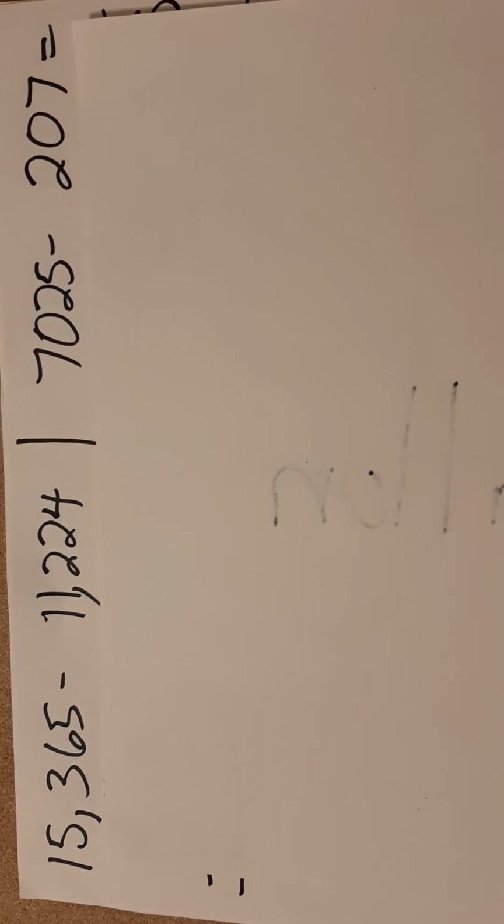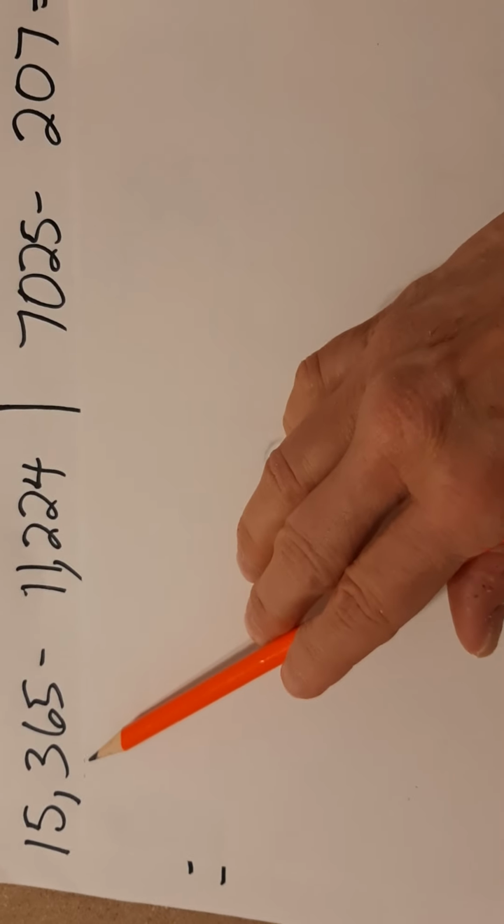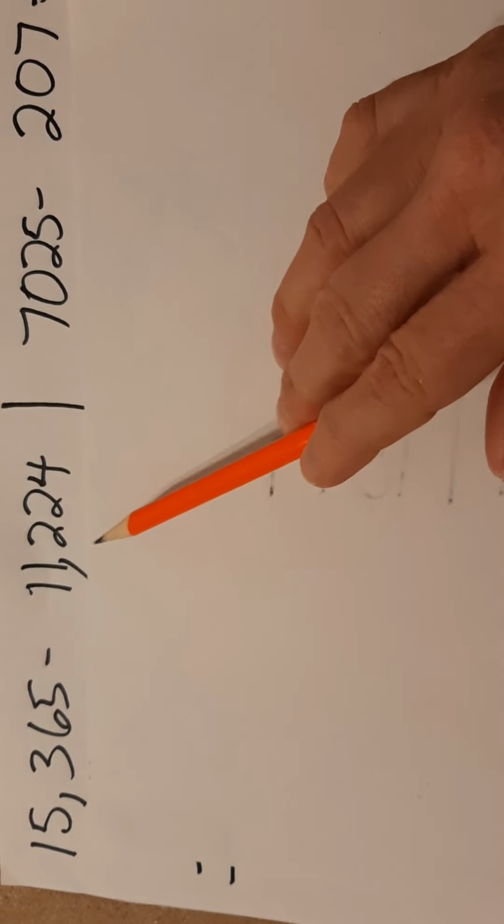We're going to talk some more about measurement, but I want to show you something about the IXL you're going to do today. For IXL, you're going to be doing subtraction word problems. They give you a problem where you'll have to do something like this, 15,365 minus 11,224. You're going to have to set it up yourself on the paper. So I just want to remind you how to do that.